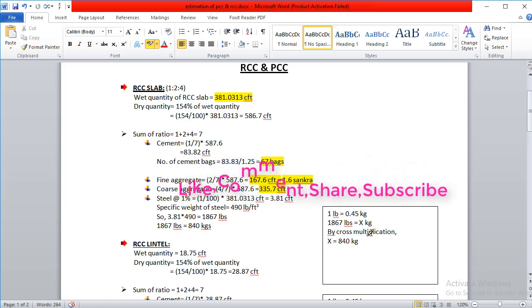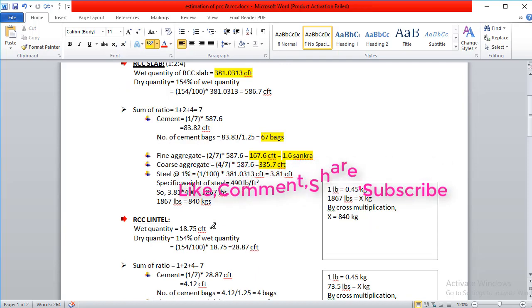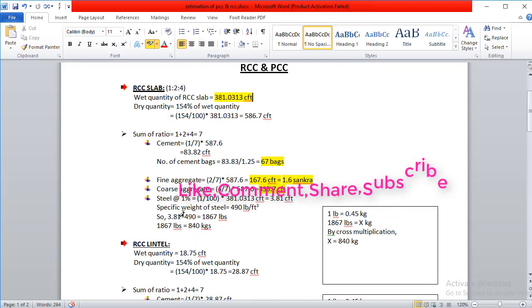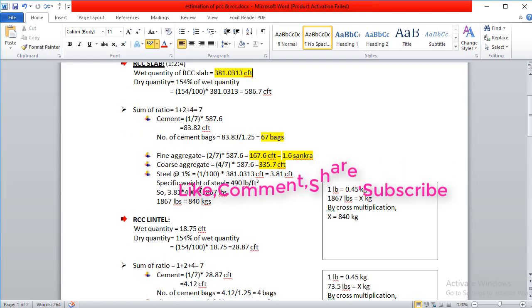So by doing simple cross multiplication, I will get the quantity of this steel in kg, which is 840 kg. Okay, so the steel that is used in that particular RCC slab is 480 kgs. Now coming here for RCC lintel, the ratio for RCC lintel will be the same as for slab, 1:2:4.